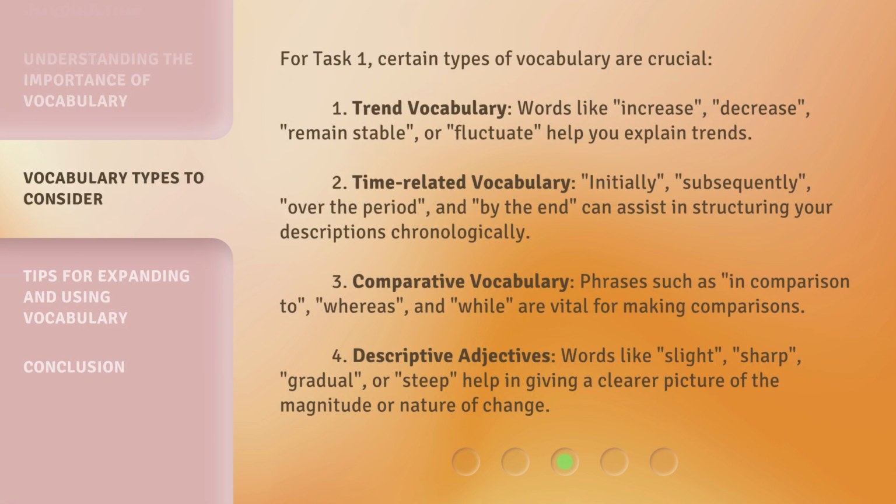For Task 1, certain types of vocabulary are crucial. 1. Trend vocabulary. Words like increase, decrease, remain stable, or fluctuate help you explain trends. 2. Time-related vocabulary. Initially, subsequently, over the period, and by the end, can assist in structuring your descriptions chronologically. 3. Comparative vocabulary. Phrases such as in comparison to, whereas, and while are vital for making comparisons.